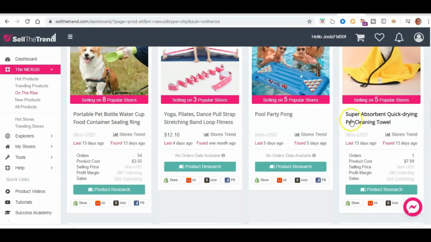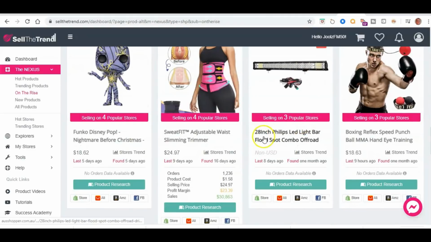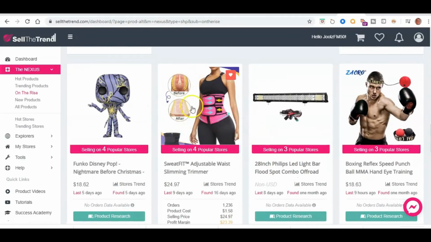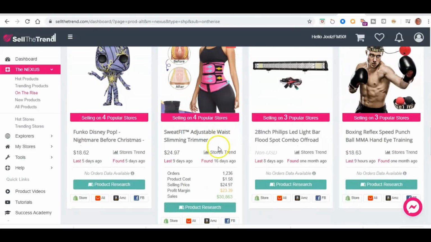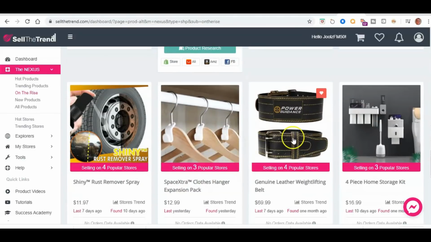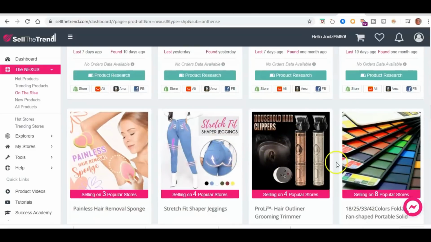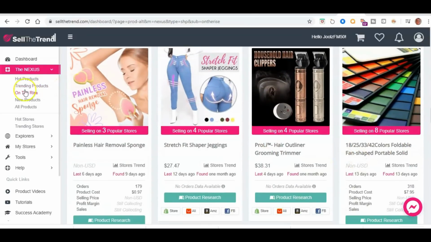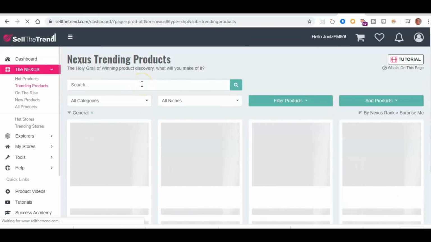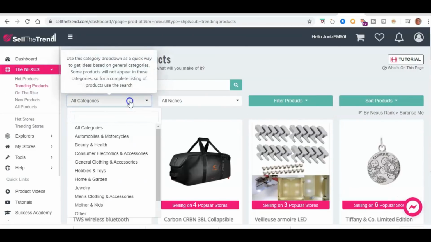Pet water cups, if you're into fitness and so on, that could be quite a good one to put in there. So you get the idea of what you can look for. You can also look at trending products. And if you want to narrow it down, of course, you can.